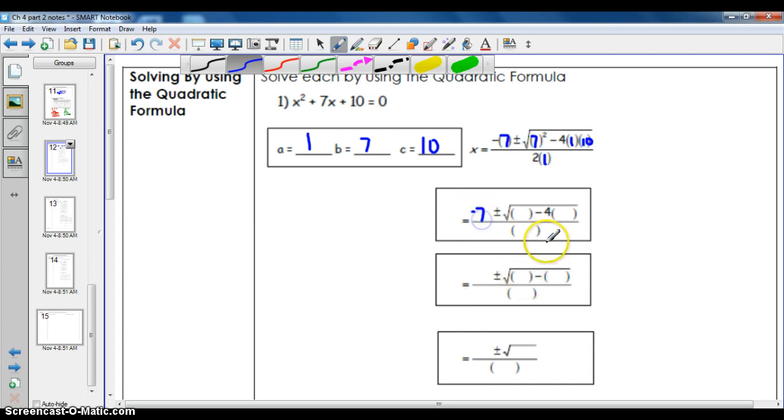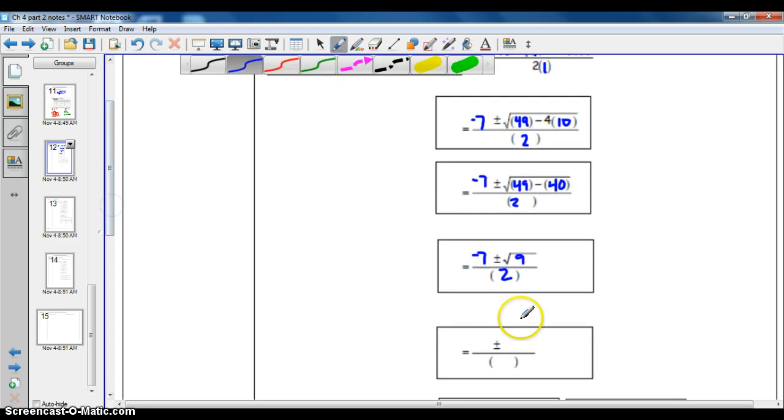So we have negative 7 out front. We have 7 squared, so we want to do order of operations, so that's 49. And then we want to do the multiplication here, which is 10. And then we can multiply in the bottom, which is 2. So next step, multiply here, and then we can go ahead and subtract. But we have to multiply before we do that subtraction piece. So 49 minus 40 is 9. Keeping everything else as we go along, taking it step by step. The square root of 9 is 3.